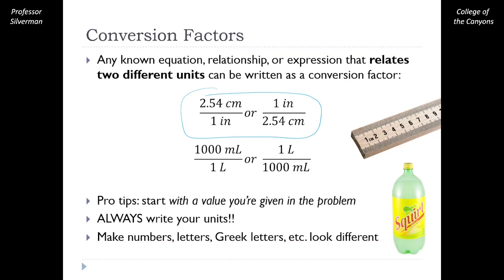A couple of pro tips here. Always write down your units. Even if it's a little extra work, it will save you from some silly mistakes. Try to make your letters and numbers and Greek letters look different from each other. Don't get confused by a 2 and a Z or something like that.